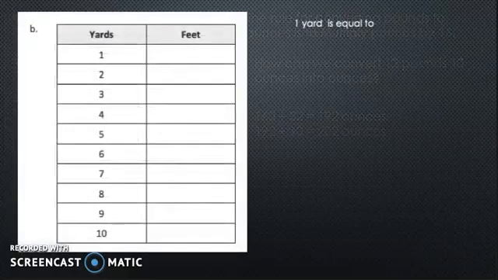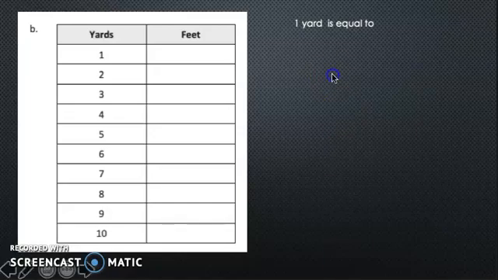Okay, next, let's create a conversion table to change yards into feet. Find this conversion table on your practice template or draw another table on your paper similar to the one you see on the screen. Look at the picture of 1 yard.